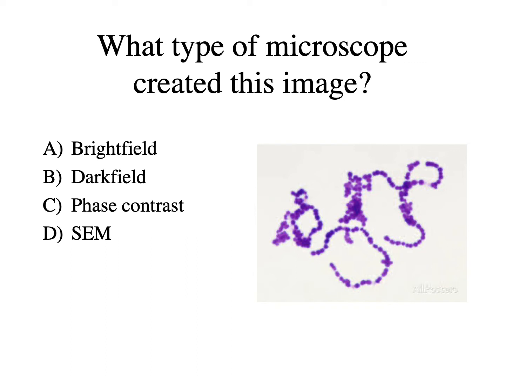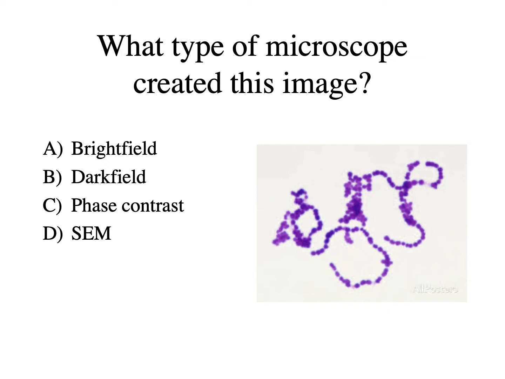What type of microscope created this image? Is it A, bright field, B, dark field, C, phase contrast, or D, SEM? Now again, remember, SEM does the surface. This is not a surface image. It is definitely not dark field because the background isn't dark. But what it is, A, bright field.